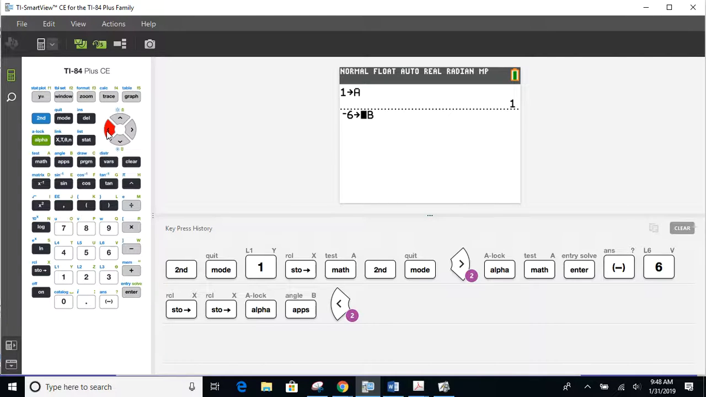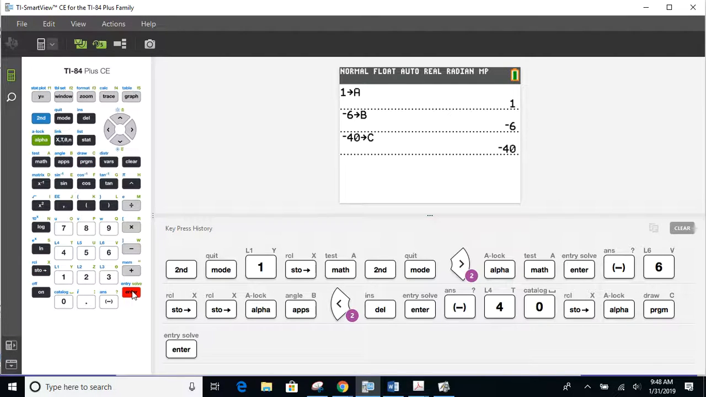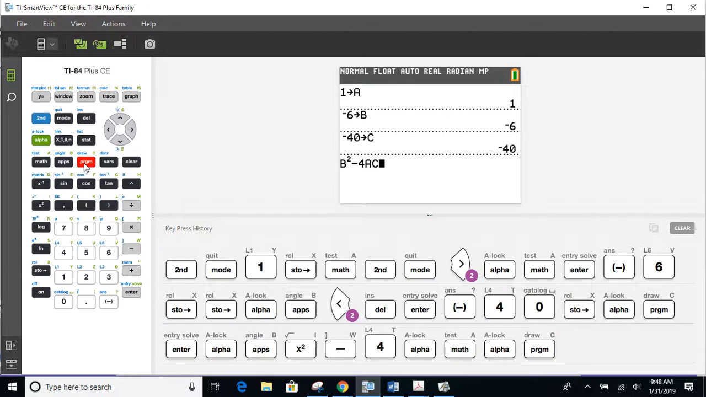Negative 40, I store that in for C. And I ask the calculator to please give me the value of B squared minus 4AC, the part underneath the radical in the quadratic formula, and that'll give you your 196 back. Okay? We're all good there. Okay, proof time. Here we go, little proof.